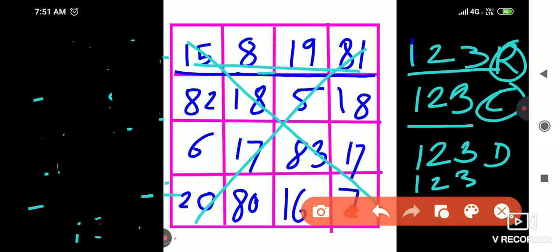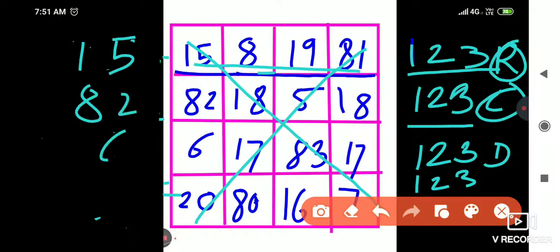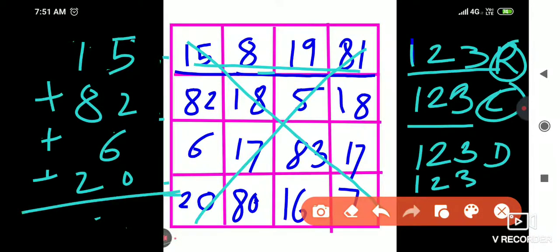Now I will show you any one box from any one horizontal column. So here 15 plus 82 plus 6 and plus 20. This addition I will show you. So 6 plus 2, 8, 8 plus 5, 13, 1 carry, 2, 3, 8, 9, 10, 11 and 12, 123. So this addition is also 123.